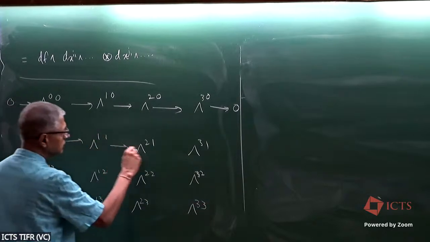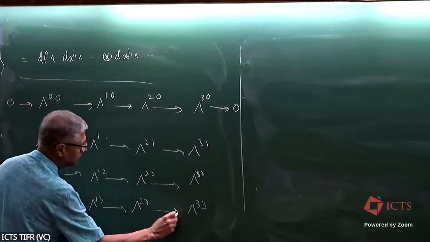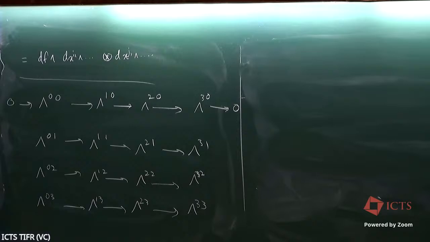So these are the standard D-nablas. So you have 4 copies of the de Rham complex. And if you had n-dimensional space, you'd have n copies. So it will be an n by n grid with zeros at the end.